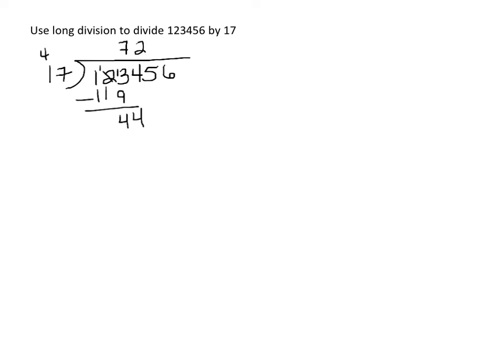2 times 7, that's 14. Carry the 1. 2 times 1 is 2, plus 1 is 3, that gives me 10. 10 is less than 17. Bring down the 5. So now I have 105 divided by 17. Well, that's going to be 6. 6 times 7 is 42. Carry the 4. 6 times 1 is 6, plus 4 is 10. Subtract these, you get 3.